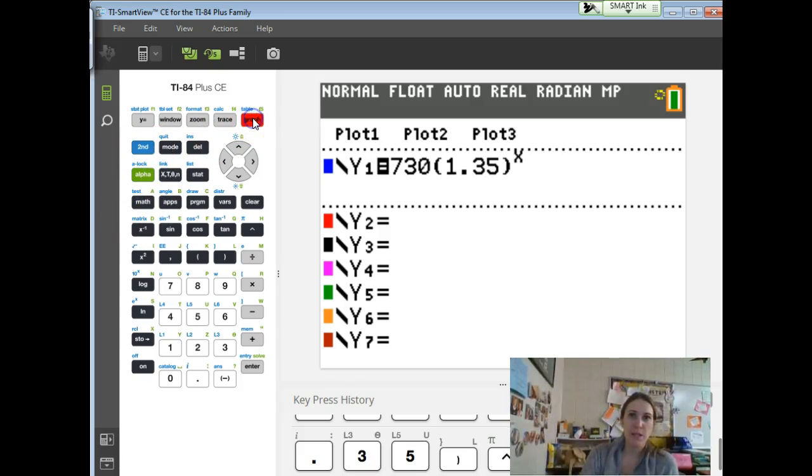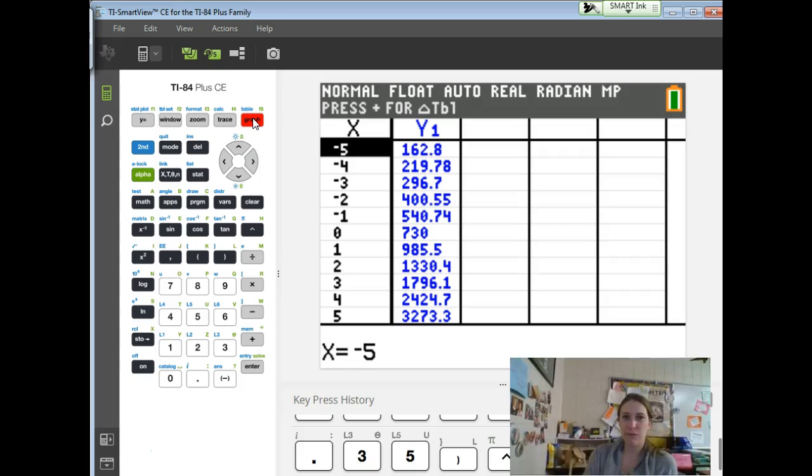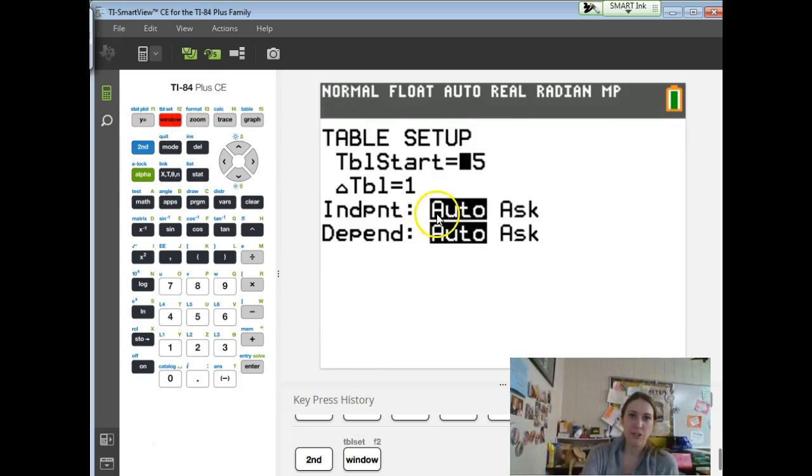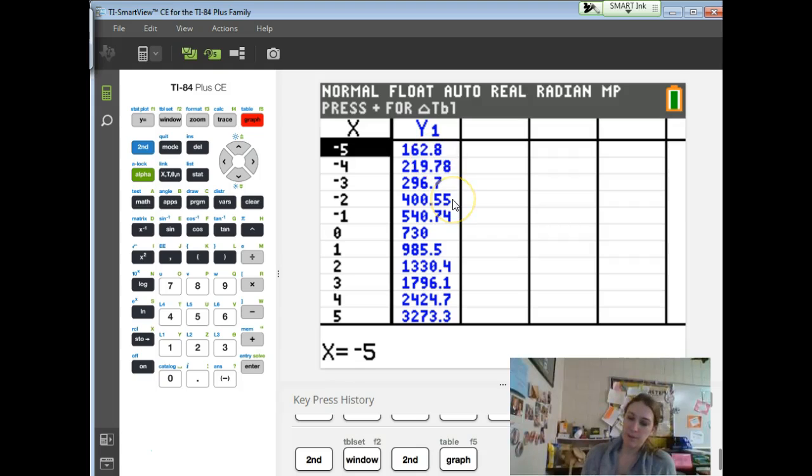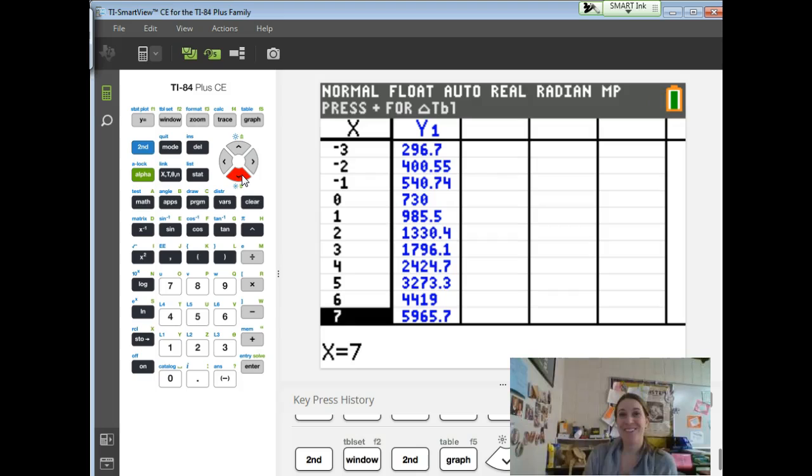And we're going to go to our table. Now if your table is not in automatic fill mode, remember you have to go to your table set and change it to autofill. But mine's already there, so going back to my table, I'm looking for when the population of the bacteria reaches 9,000. So the blue column, the y column, is the population. So I'm going to have to scroll down for a little while. Remember I have a bit of a lag on mine, so it's going to take a minute. Keep going. Oh, passed it.